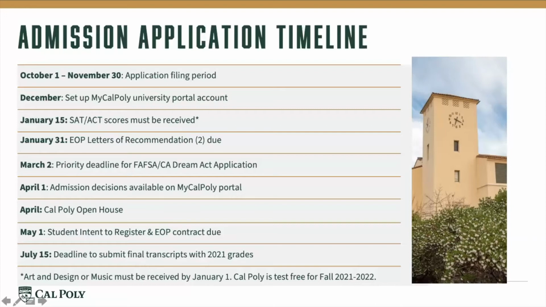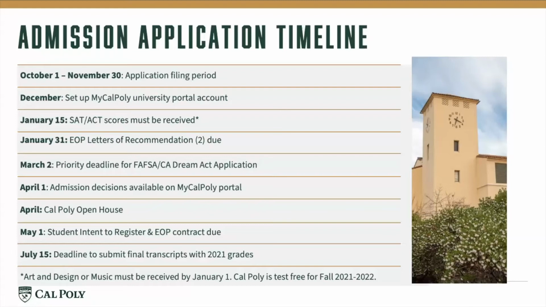After you apply by the November 30th deadline, we will actually give you until January 31st to submit any EOP letters of recommendation to the department. However, you should be listing your recommenders on the Cal State Apply application that you apply to by November 30th. And then we will give you a little bit of extra time to actually get those EOP letters of recommendation into us.